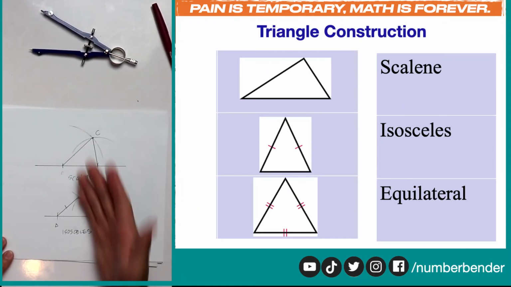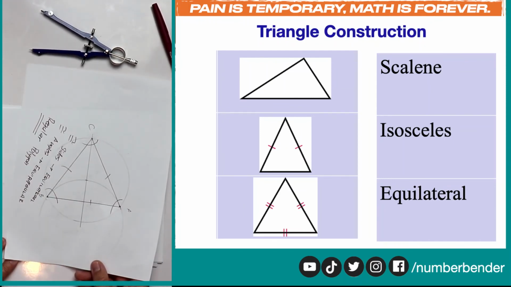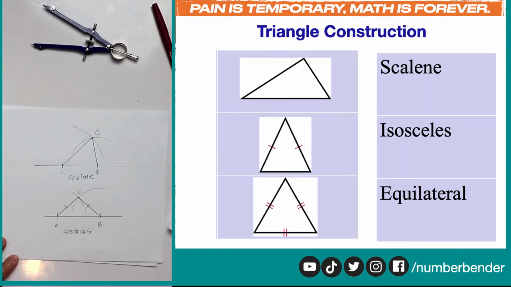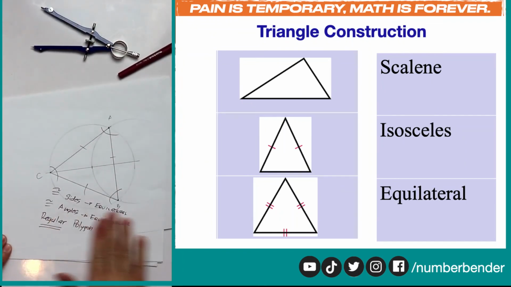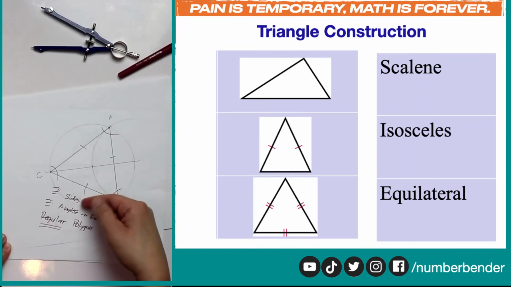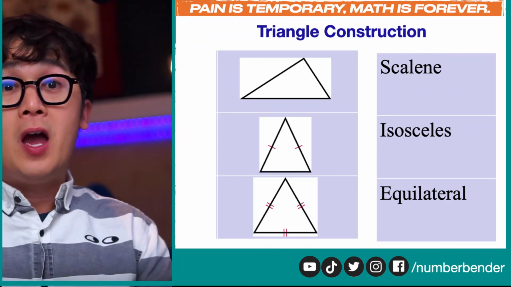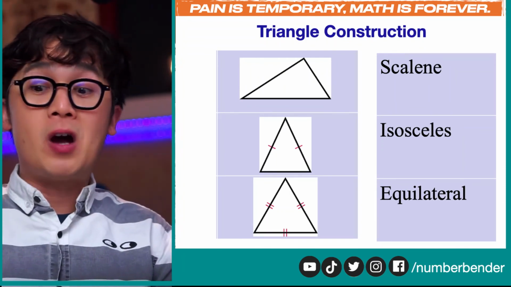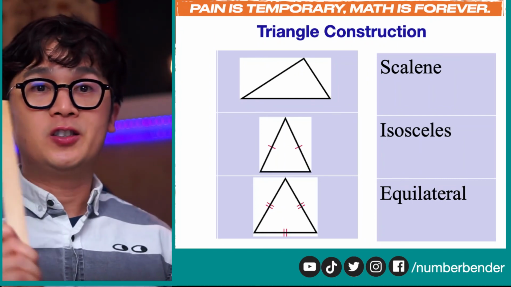So among the three triangles that we're able to produce, equilateral, isosceles, and scalene, only this holds a special property, which is a regular polygon, because they're both equilateral and equiangular. And that's how we construct and create our triangles using our compass and our straight edge.